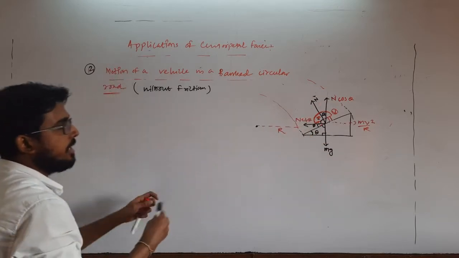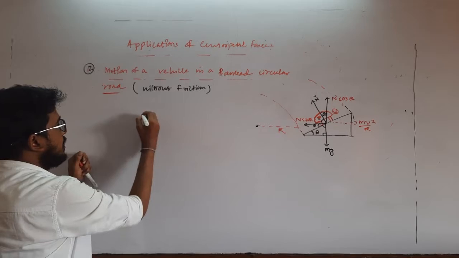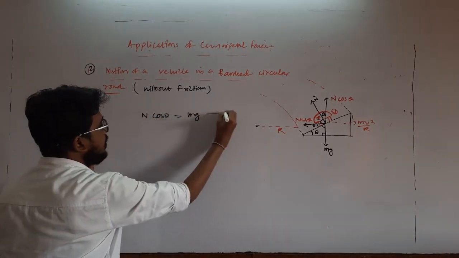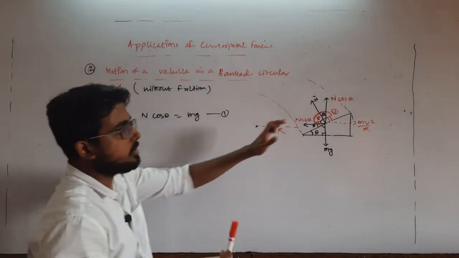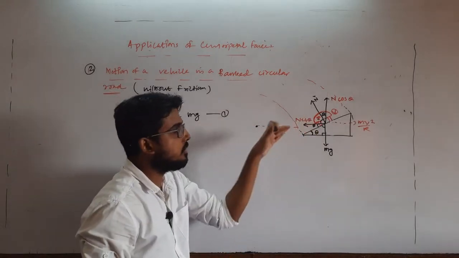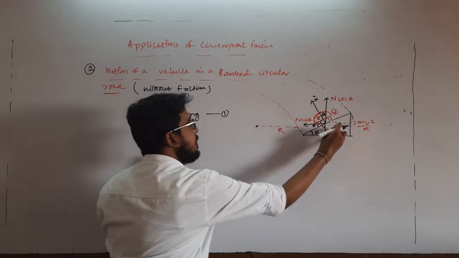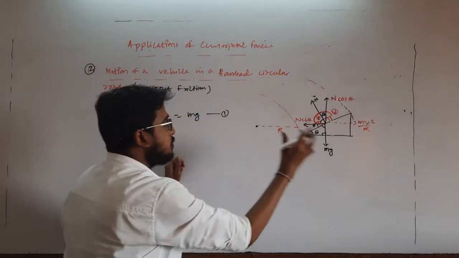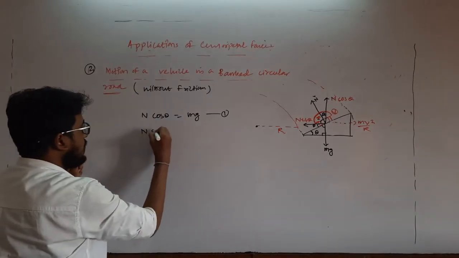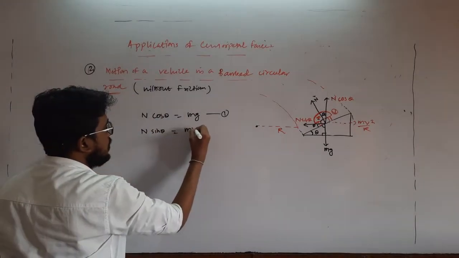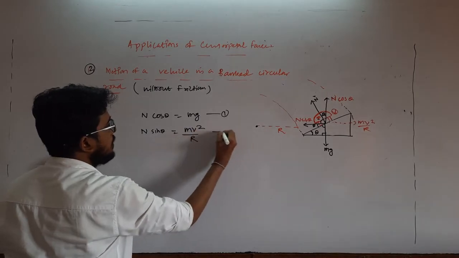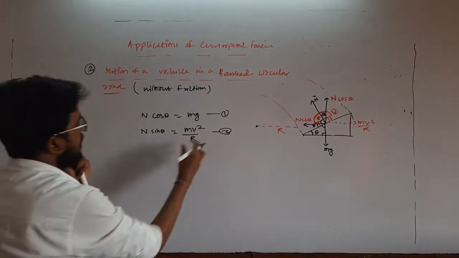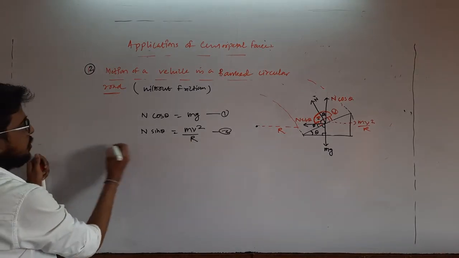So from the free body diagram we can write what? N cos theta is equal to mg, which will balance each other, and as there is no sliding, that means the vehicle is taking the turn safely, then the centrifugal force must be balanced by the force N sin theta. So we can write N sin theta equal to how much? m v square by r. Okay, equation 2.